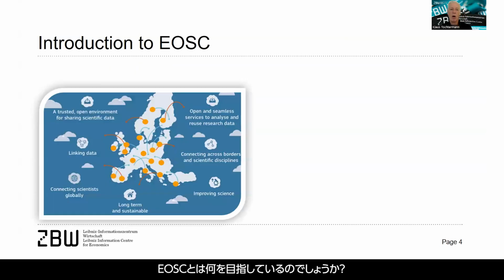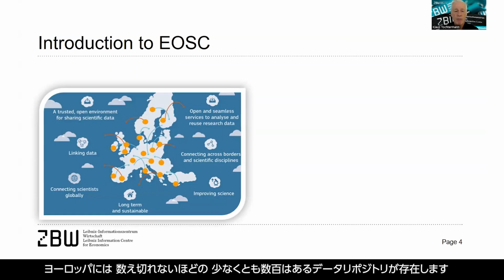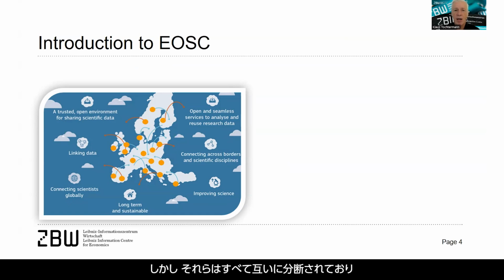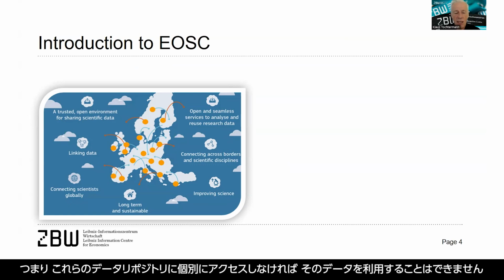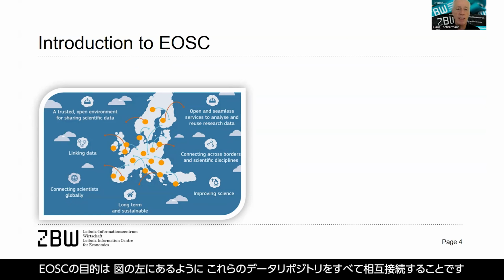What is the EOSC all about? In Europe, we have, I don't know how many, but certainly hundreds of data repositories. They are all disconnected from one another. They are, in some cases, data silos. That is, you only have access to the data if you visit these data repositories. And the objective of the EOSC is to connect all these data repositories with one another, as you can see here on the left-hand side.